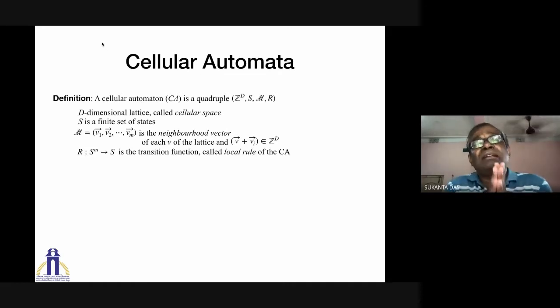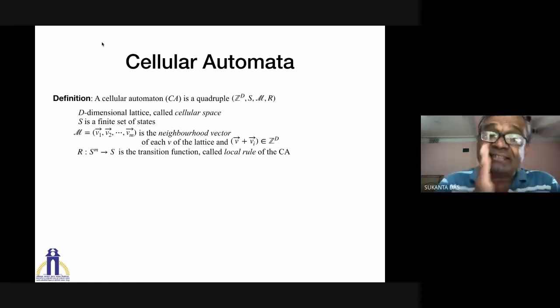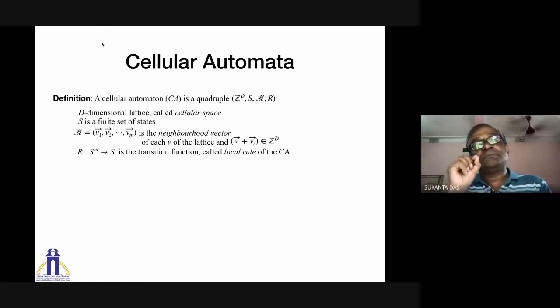Now this is a formal definition of a cellular automaton. It has 4 components: lattice, set, neighborhood vector, and the rule. From the property of the lattice, we understand the space is discrete here. Because as I've taken z to the power d, space is always discrete, right? So it's a property of the lattice.